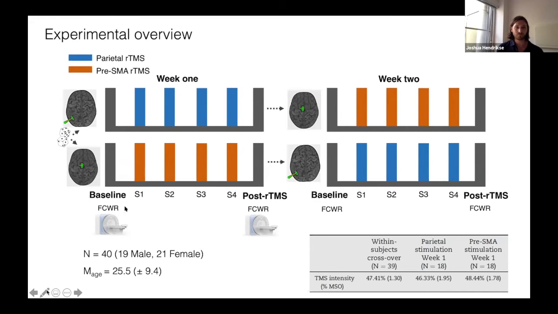delay in between. We also assessed associative memory performance before and 24 hours following each week of stimulation using the same face-cued word recall task as used in the seminal paper, which I'll get to in a minute. Overall, we collected data from 40 individuals relative to the original paper, which was conducted with an N of 16 and within a similar age range, the mean age of 25.5 years.